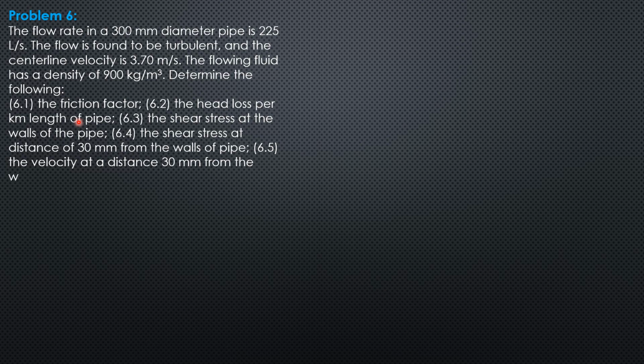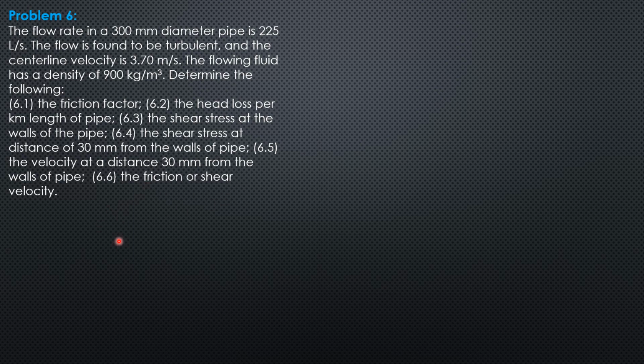Determine the following: the friction factor, the head loss per kilometer length of pipe, the shear stress at the walls of the pipe, the shear stress at a distance of 30 millimeters from the walls of the pipe, the velocity at the distance 30 mm from the walls of the pipe, and the friction or shear velocity.